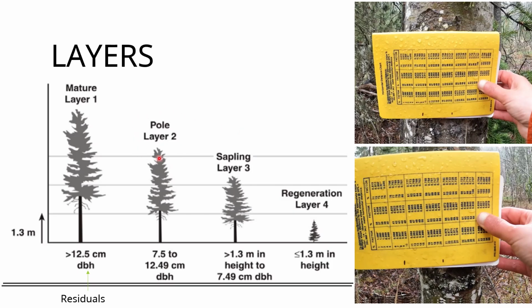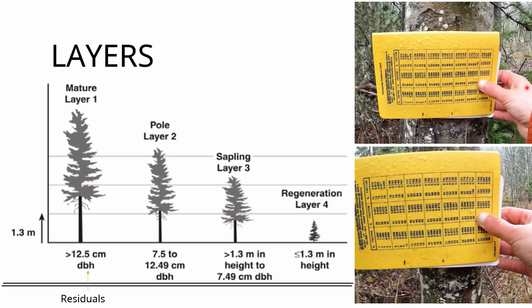Layer 2 is the pole layer. Layer 2 trees are 7.5 centimeters DBH to 12.49 centimeters DBH. And finally, layer 1 is your mature layer. It consists of trees that are greater than or equal to 12.5 centimeters DBH.